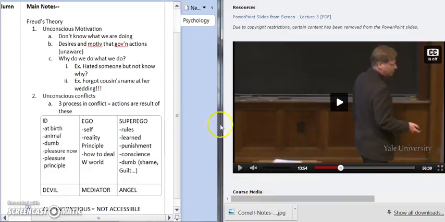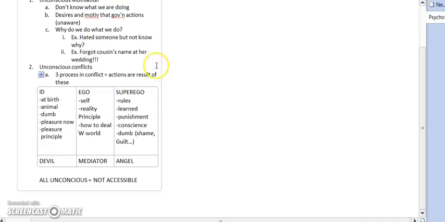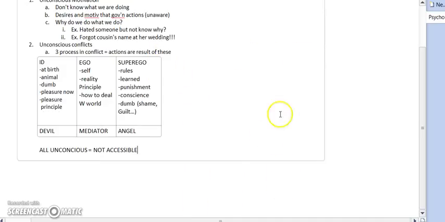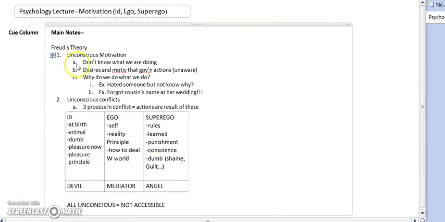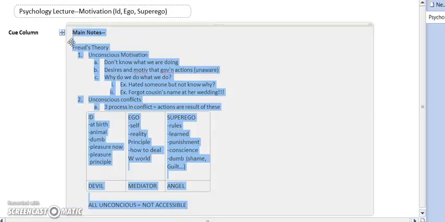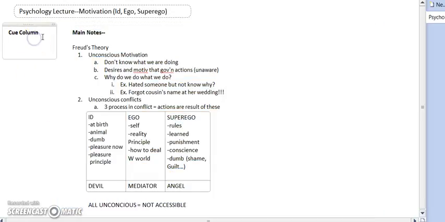So that's the lecture. Let me just minimize that and make this a little larger, just so we can get a sense of the note as a whole. So far, our note looks as you see here on the screen. Now that the lecture is over, I'm going to go through and fill out the Q column.